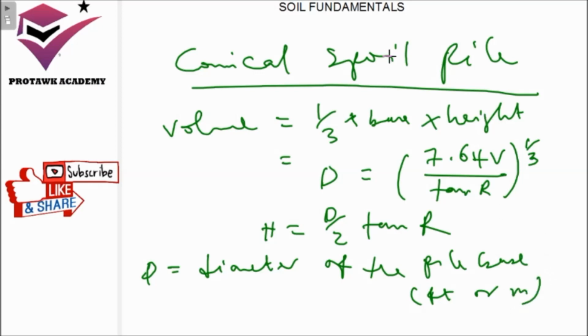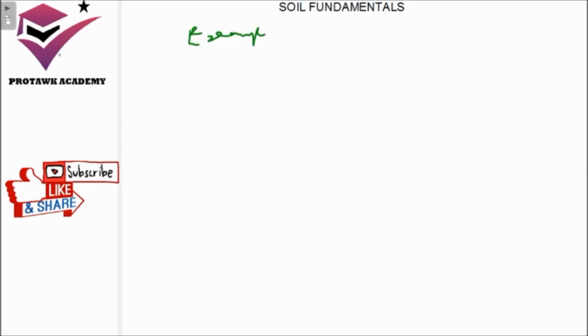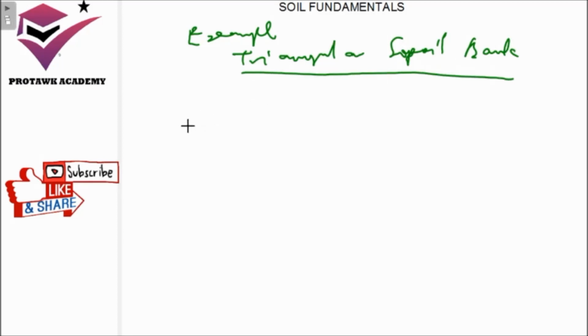So we will take an example based on this. We take example 1, for a triangular spoil bank. Here we're asked to find the base width and height of a triangular spoil bank. The triangular spoil bank contains 100 BCY, which is the equivalent of 76.5 BCM, bank cubic meters.